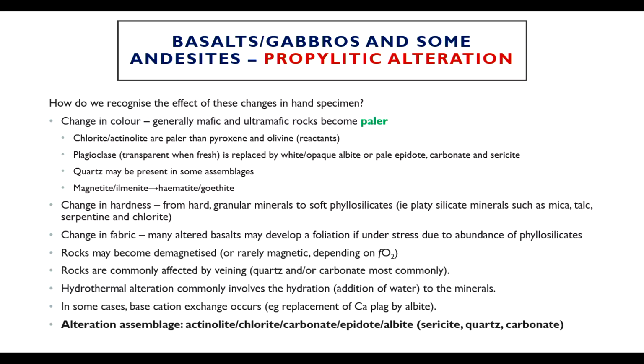But the main thing is we see a change in the hardness of the rock. It becomes softer, more friable. Fabric will change. The rock becomes less dense. It might change its magnetism, depending if magnetite's formed or was in the original rock. And these are the sort of assemblages you would usually expect. So actinolite, which is a calcic amphibole, chlorite, carbonate, epidote, albite. So green mineral, green mineral, green mineral. You can see what ends up being green.